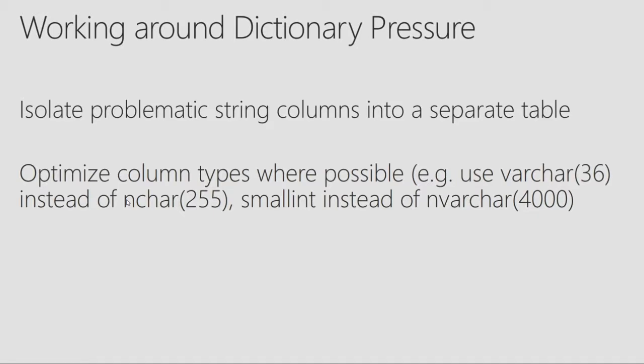So I think Joe already covered how you can work around dictionary pressure. I won't go into this. We don't have a very good solution for this at the time being, and there are some workarounds like separating out the problematic column into a separate table, revisiting your data type choices. NVARCHARs and NCHARs are expensive. They will fill up your dictionaries more quickly, so use more optimal data types instead of those.